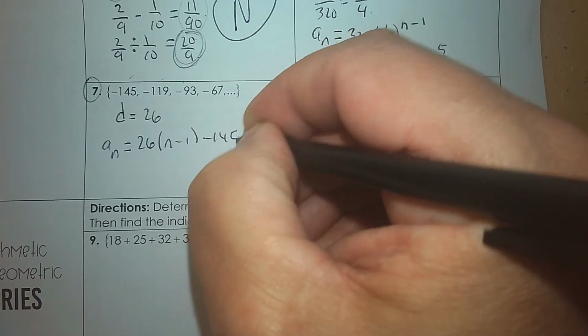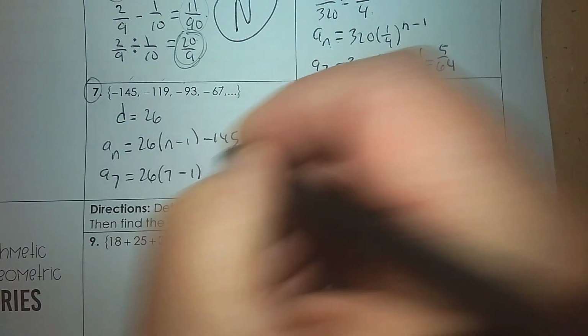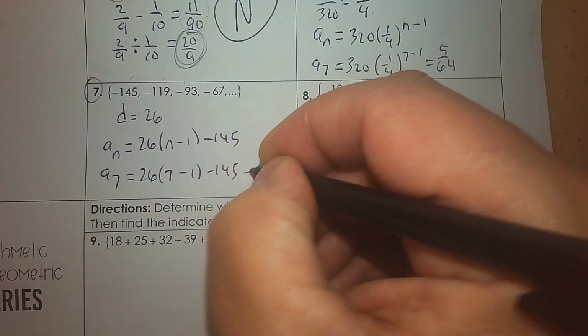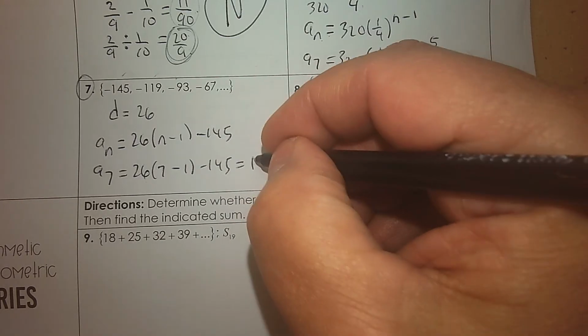Excellent. Then we want to find the 7th term. So I know you know to take out the n and put in 7. Use your calculator. Evelyn, when you have an answer, let me know. And then 11. Perfect. That's what I got. 11. On to 8.